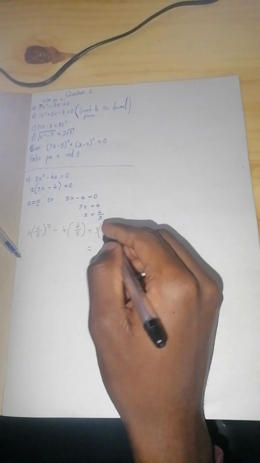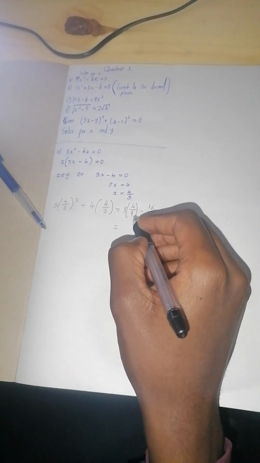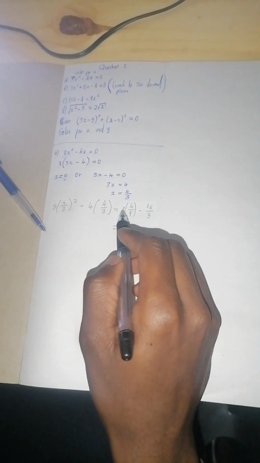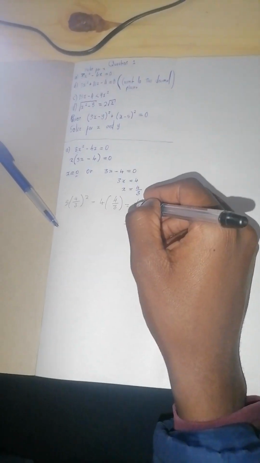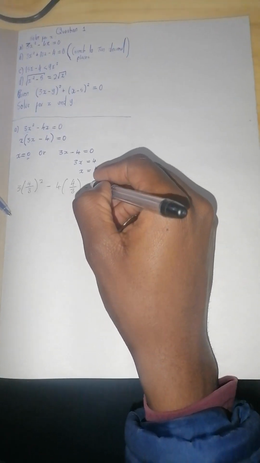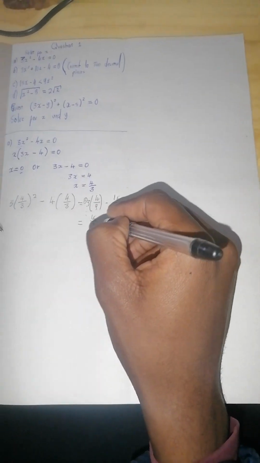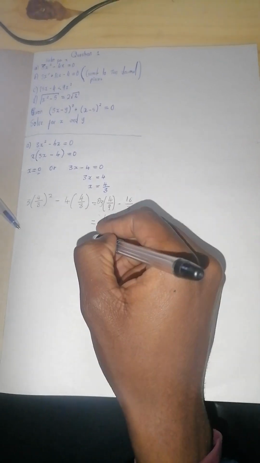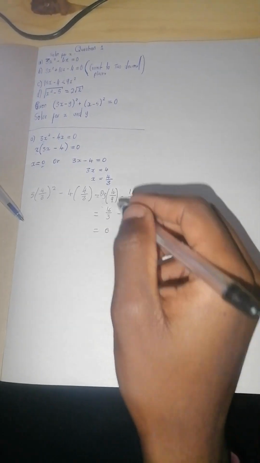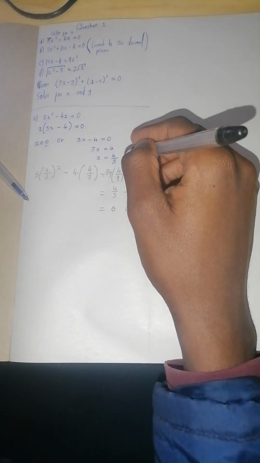We cannot divide 9 by 3 directly, but we have a common factor, which is 3. 3 goes into itself once, and it goes into 9 three times, so it's also going to be 16 over 3. So minus 16 over 3, we get 0. That shows that it's right. In the exam or whatever you may be writing, you can use a calculator to get this. We are done with question A.